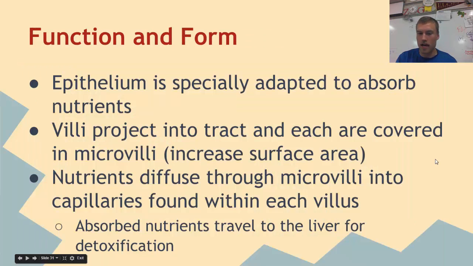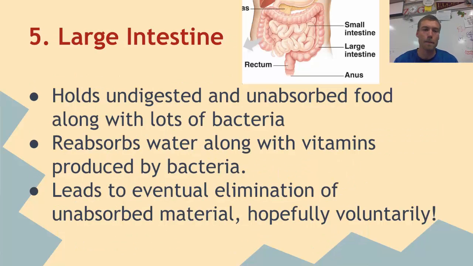So again, just a little bit more. The epithelium, that's the inner layer, is specially adapted to absorb nutrients. The villi project into the inner side of the small intestine, and each is covered in microvilli to increase surface area. The nutrients diffuse through the microvilli into the capillaries found within each villus. Villus is the singular for villi. And then the absorbed nutrients travel to the liver for detoxification. So basically anything that's toxic is filtered out.